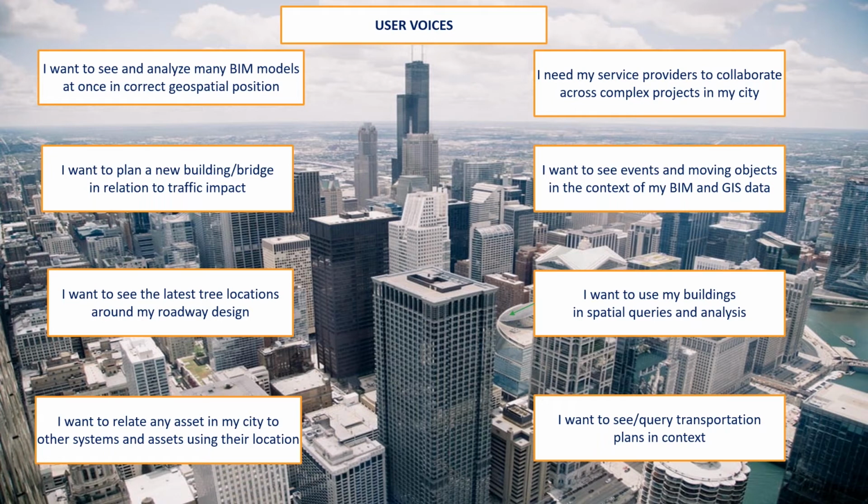Users would also like to relate assets within other systems of assets in the same location or in the same area of interest, a city, for example. And they also would like to see their service providers collaborate across complex projects within the same city. Aside from that, event management of moving objects in the context of BIM and GIS data is also a key need that's currently being asked by the users themselves.